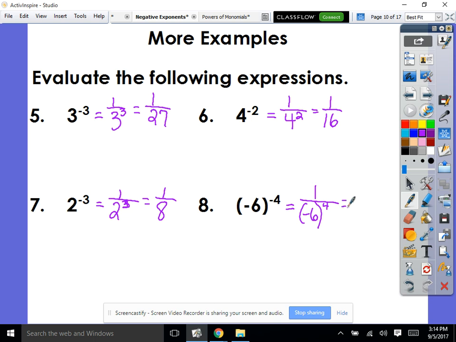I'm going to have to multiply this out. So negative 6, we know that it's going to be positive because negative times negative times negative times negative equals positive, because our exponent is an even number. So let's see, 6 times 6 is 36 times the third 6. 6 times 6 is 36, 6 times 3 is 18, plus 3 is 21, so 216, that's to the third power. But we're going to multiply it one more time, so we'll have it to the fourth power. 6 times 6 is 36, 6 times 1 is 6 plus 3 is 9, 6 times 2 is 12. So that would be 1 over 1,296.